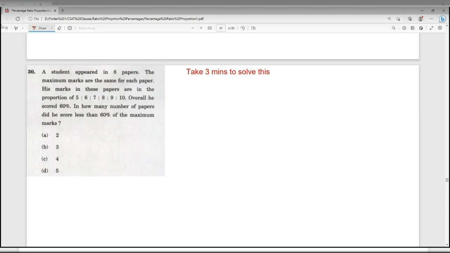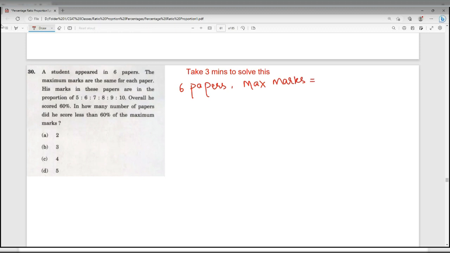They're saying that a student appeared in 6 papers. The maximum marks are the same for each paper. His marks in these papers are in the proportion of 5:6:7:8:9:10. Overall, he scored 60%. In how many papers did he score less than 60% of the maximum marks? So there is a student who has appeared in 6 papers, and the max marks for every paper is the same.